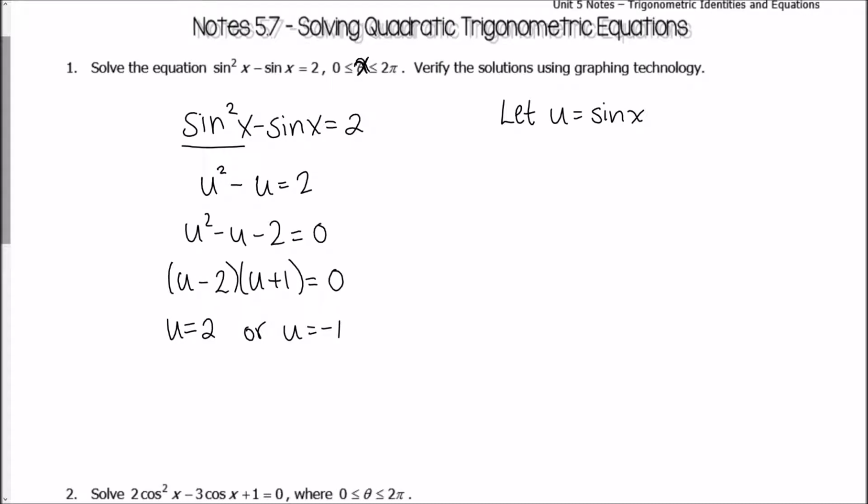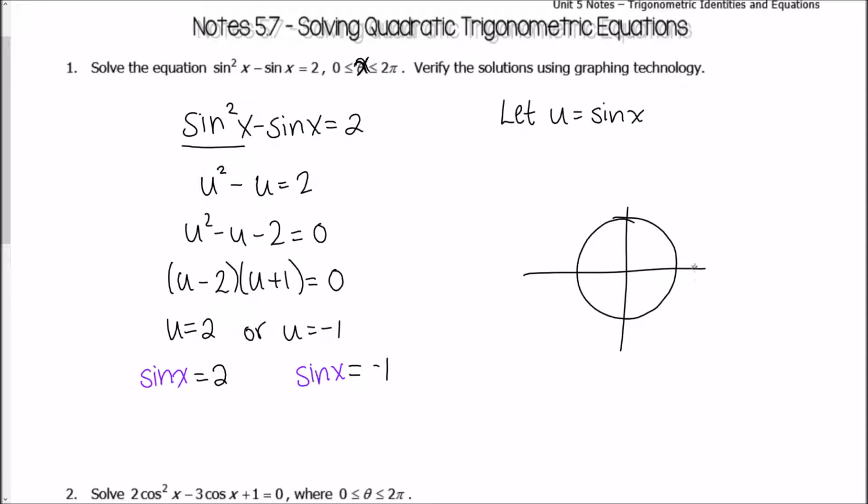But since u is equal to sine of x here, I'm going to replace u with sine of x, and say sine of x equals 2, and then sine of x equals negative 1. Now, if you guys remember, sine of x without any transformations has a smallest value of, technically, negative 1, and the largest it can be is positive 1, but it can't be anything more than 1. So therefore, this right here gives us an inadmissible solution. So this is an extraneous solution.